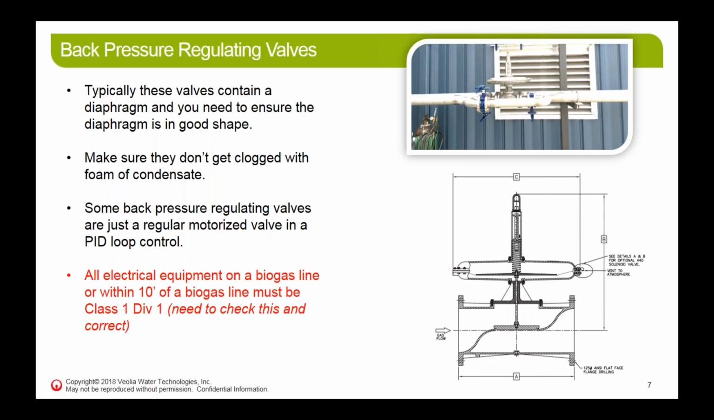If you have any electrical equipment near a biogas line or within 10 feet of a biogas line, I think it has to be Class 1 Div 1. So that's a pretty hefty expense to make everything Class 1 Div 1. So these diaphragm valves are much simpler and more friendly to use in those situations.